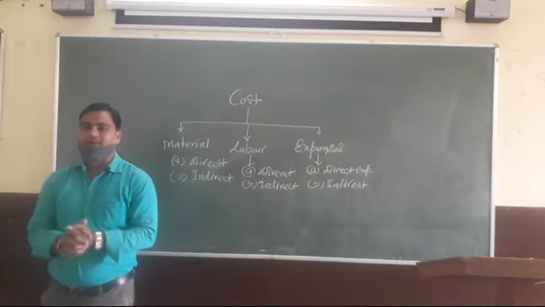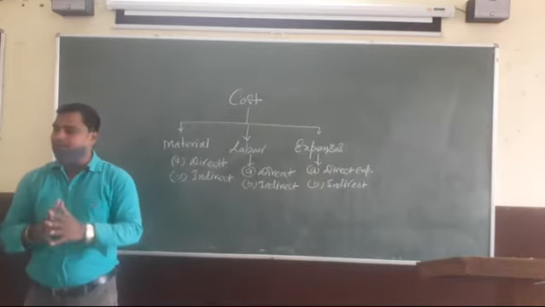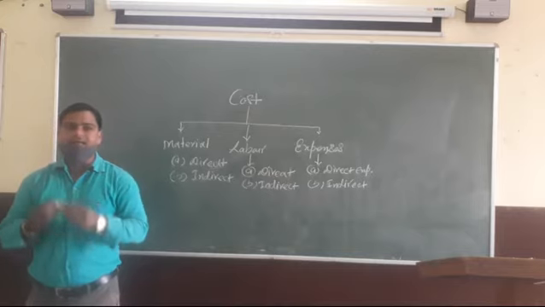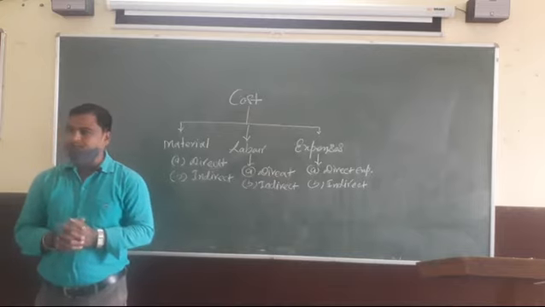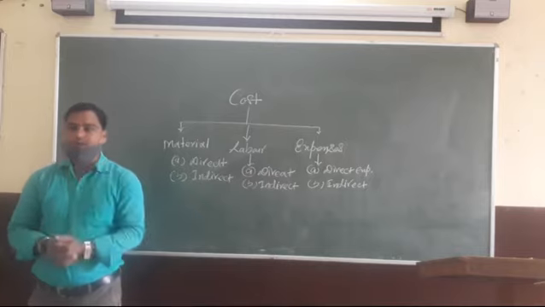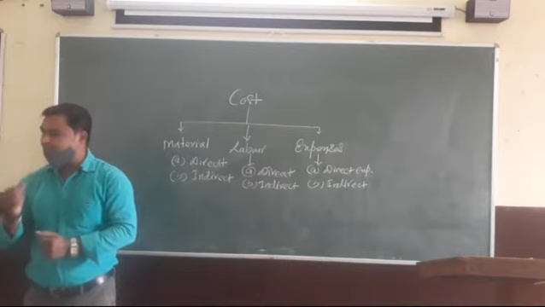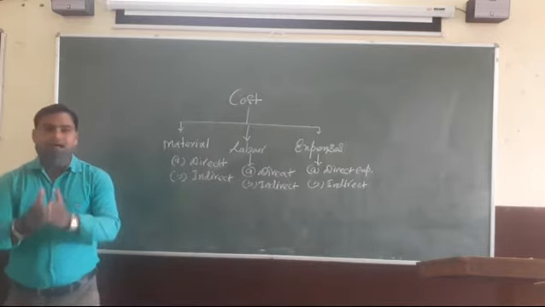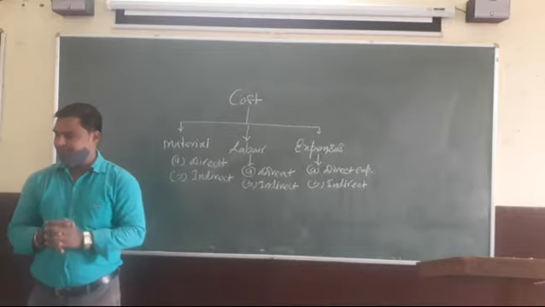What is direct material? Direct material is the material by which a product is directly made. Suppose that the product sugar is made from sugar cane. So sugar cane is the direct material of sugar.